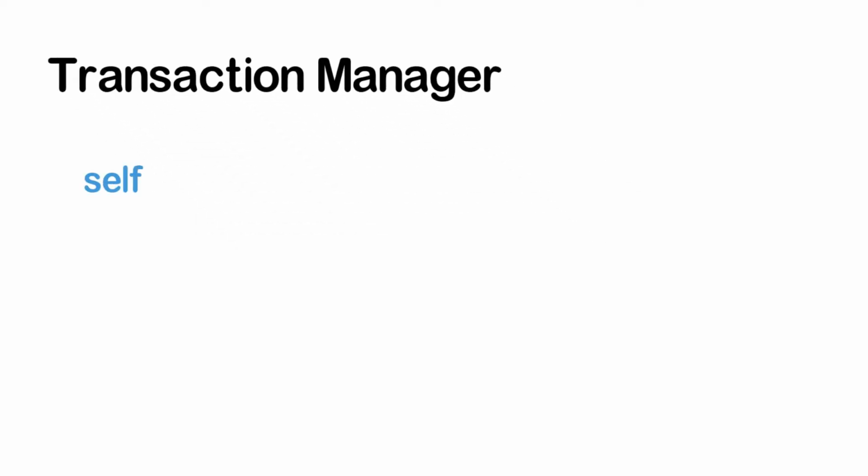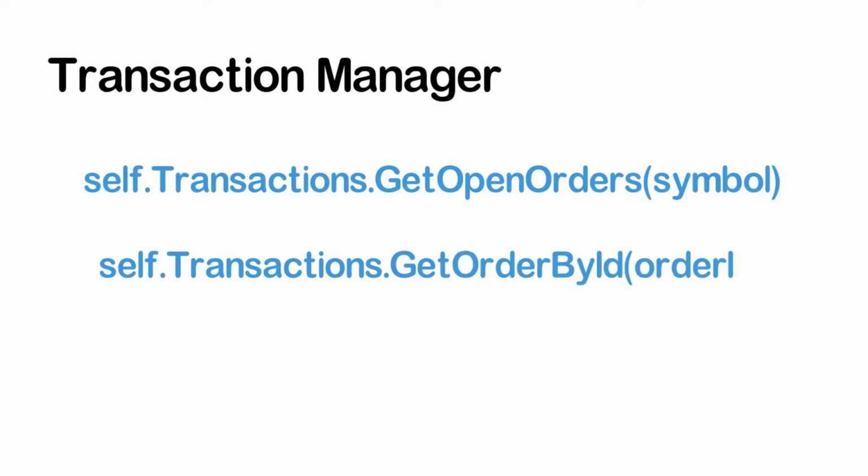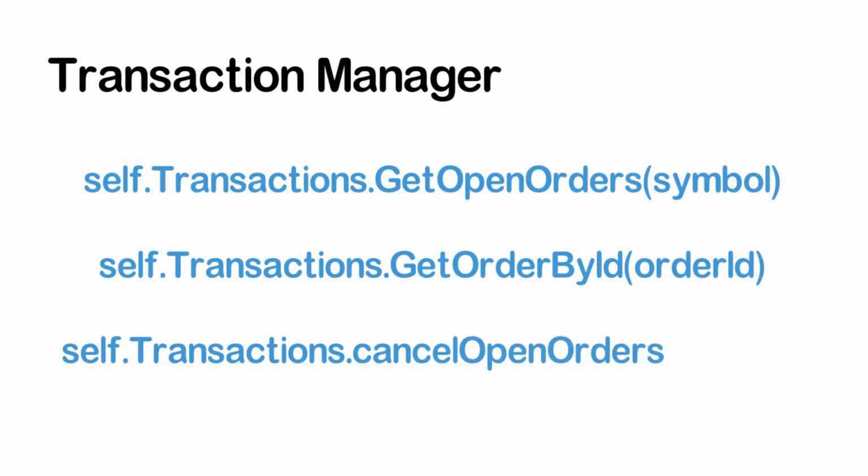Besides accessing orders through order events, you can also do so through your algorithm's transaction manager. For example, self.transactions.getOpenOrders allows you to get all the open orders for a specified symbol. Furthermore, you can use self.transactions.getOrderById to get the orders by their order ID. Another helper method that the Transactions Manager provides is cancel open orders, which allows you to cancel all open orders for a security or the entire portfolio. This can be very useful in a scenario where you would want to stop all trading activity.